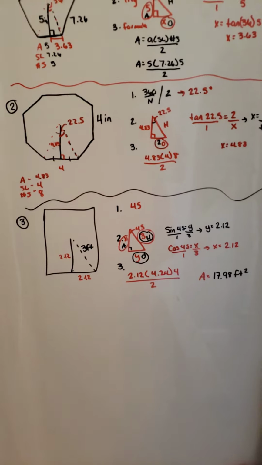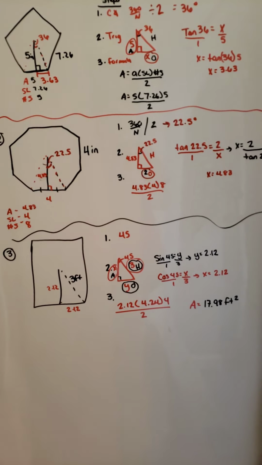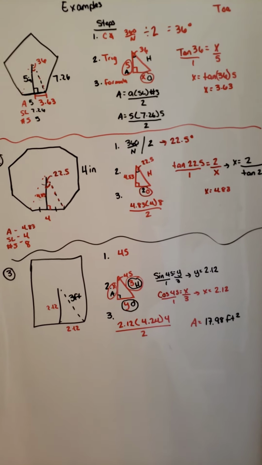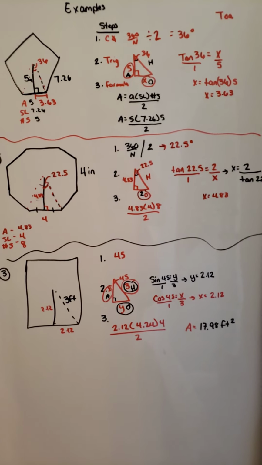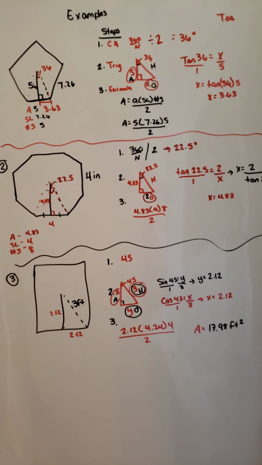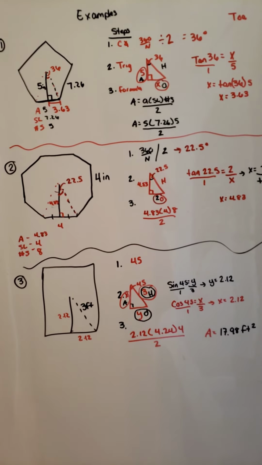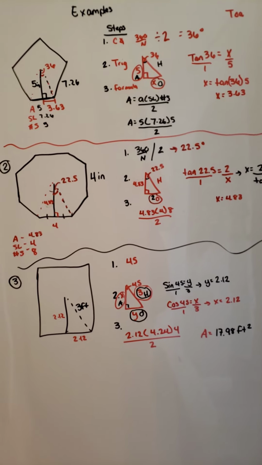Okay, so here's what I got for number 3. This one was a little tricky. I actually kind of forgot about the fact that you had to do trig twice, or trig and Pythagorean theorem. So on this one, in order to find your central angle, you do 360 divided by the number of sides, which is 4. That gives you 90. That's your central angle. You divide 90 by 2 and you get 45.